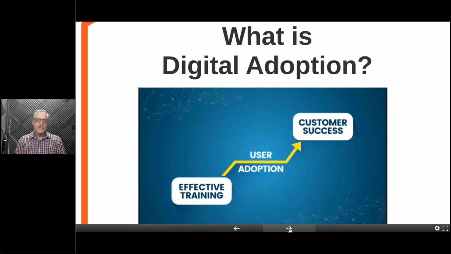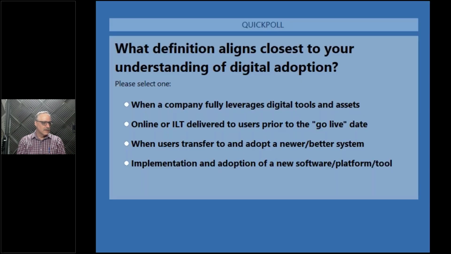So the first polling question I want to put out is, from your perspective, and I'm not looking for a right or wrong answer, what is digital adoption? What definition aligns with your perception of what digital adoption is? I just want to get a sense of people's different opinions and perspectives. So you can click right on that on the screen.